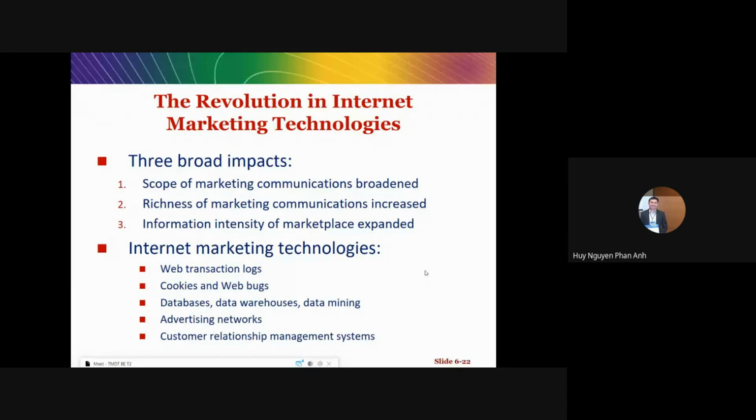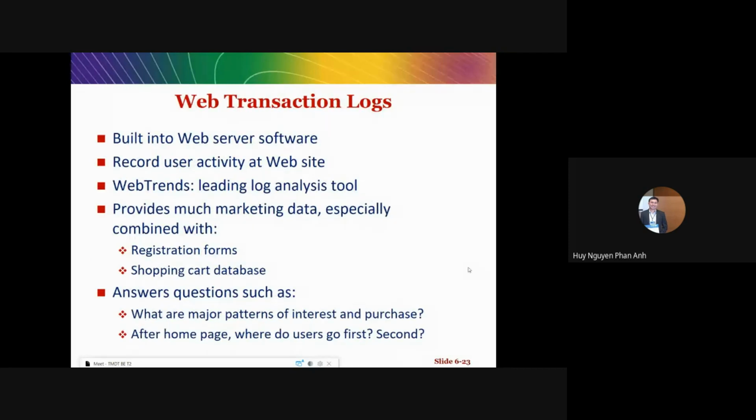And with the revolution in internet marketing technologies, we have several technologies to support internet marketing, such as the web transaction logs, the cookies, databases, etc., or the CRM systems. We move through them one by one. The first one is about the transaction logs. It's just the historical data to record all of the transactions on the web. We call that. And then we have the web trends, such as the Google Trends, we just practiced several weeks ago.